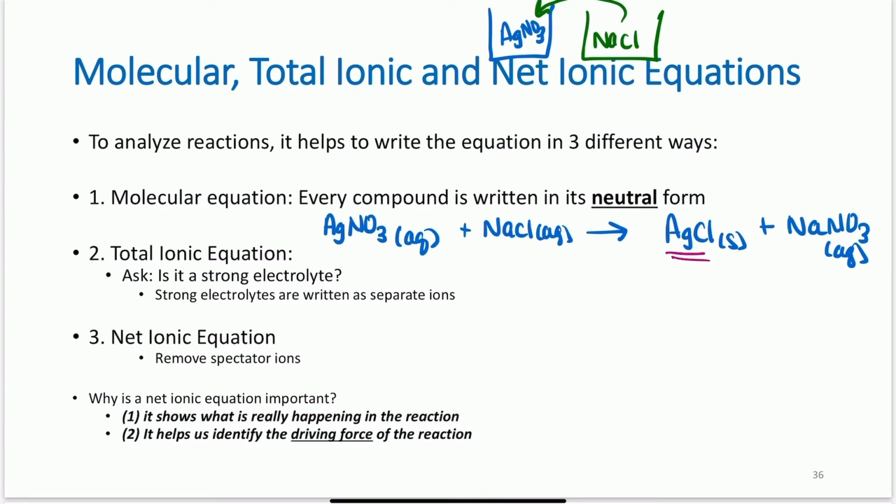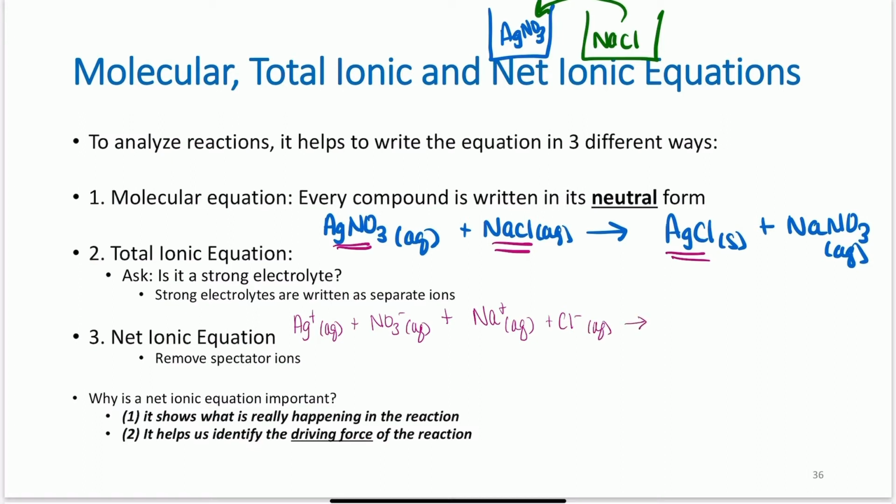A total ionic equation asks, is each individual species a strong electrolyte? If it is a strong electrolyte, we write it as separate ions. So, I know silver nitrate is a strong electrolyte. Nitrates are always soluble. So I'm going to write that as Ag plus, NO3 minus. Silver chloride, another strong electrolyte. Sodium ions, always soluble. Chloride's usually soluble. Na plus, Cl minus.